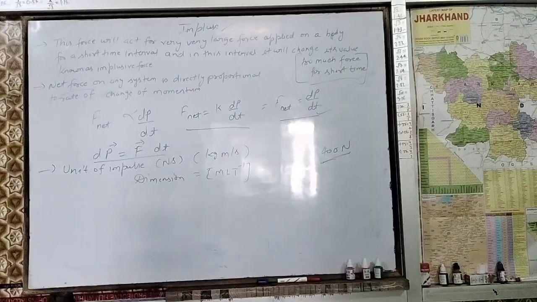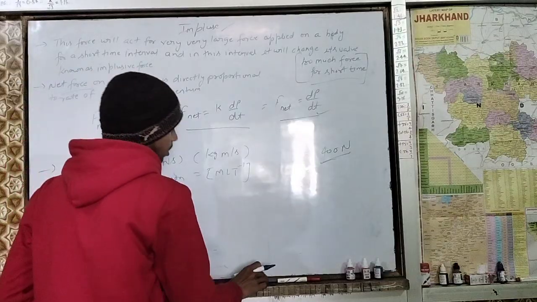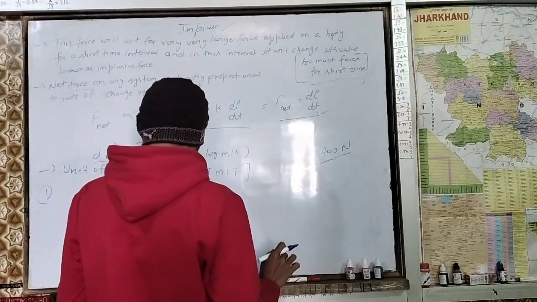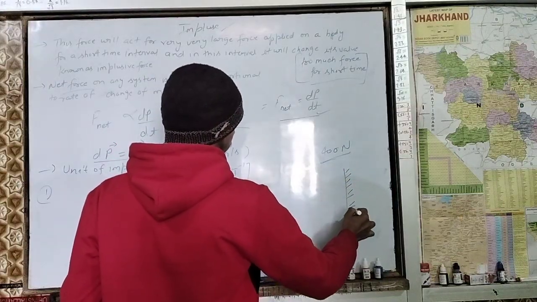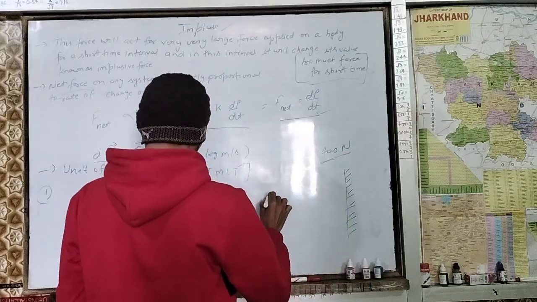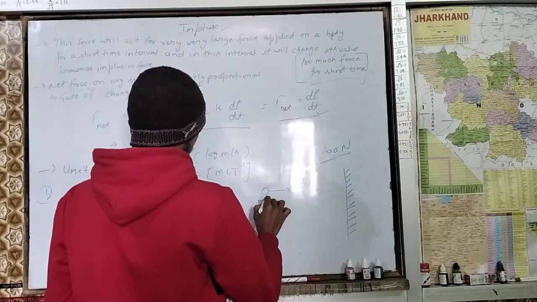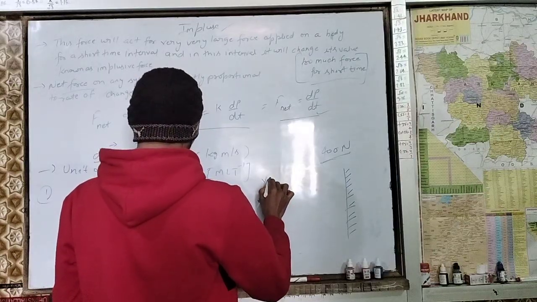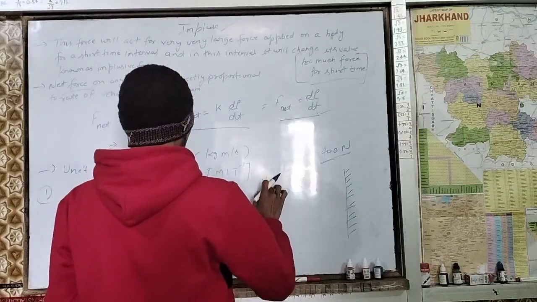Now let's visualize something. First, an object is thrown having some velocity. Here is a wall. The object is going like this, and it has a mass. The velocity is something, it is not equal to 0.